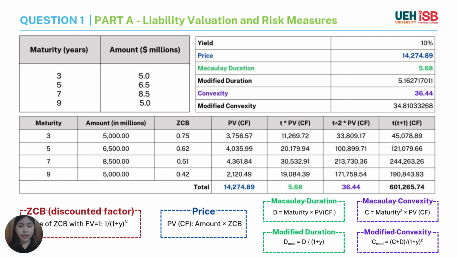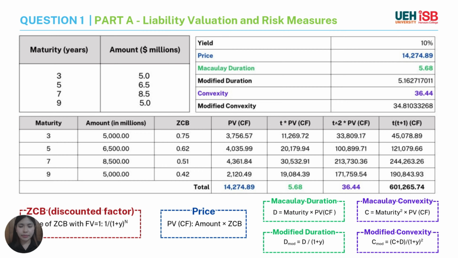In this part, we calculate the price, duration, and convexity of the liability, assuming a flat yield curve of 10%. First, we discount each liability cash flow using the zero coupon bond with a face value of $1 formula, which is 1 over 1 plus the yield raised to the power of the maturity. By multiplying each cash flow with its discount factor, we obtain the present value of each payment, and after summing all discounted cash flows, the total liability value is approximately $14.27 thousand.